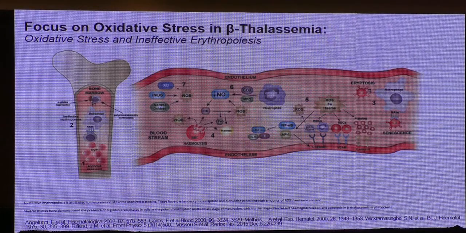What about oxidative stress and ineffective erythropoiesis? We know that ineffective erythropoiesis is attributed to the presence of extra unpaired alpha globin chains. These have a tendency to precipitate, auto-oxidize, and produce high amounts of reactive oxygen species. So oxidative stress actually starts really early in the ineffective erythropoiesis process. Many studies have shown that these alpha globin precipitates are present in cells at the polychromatophilic stage of erythropoiesis. This stage is characterized by increased hemoglobinization and increased apoptosis in beta-thalassemia erythropoiesis.